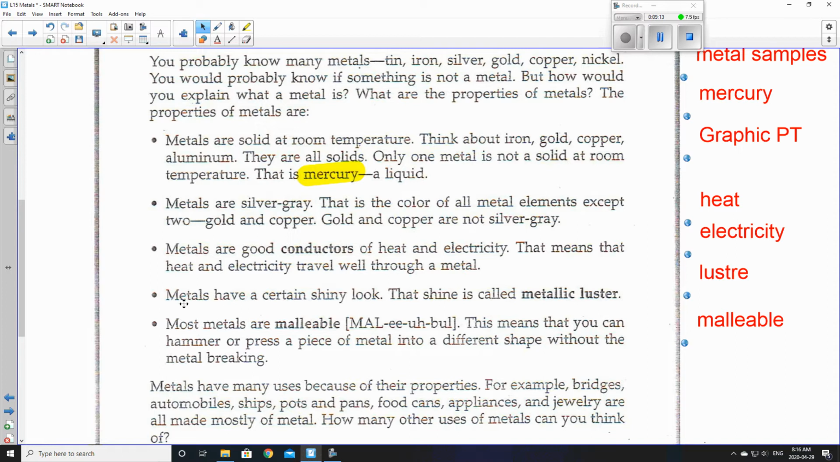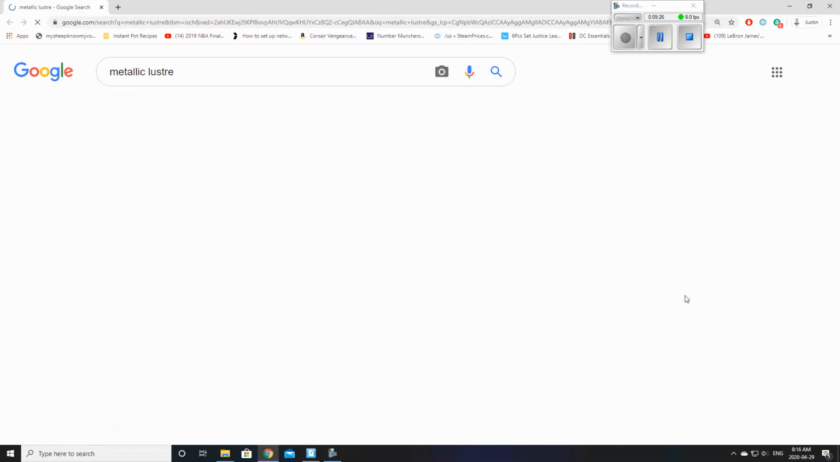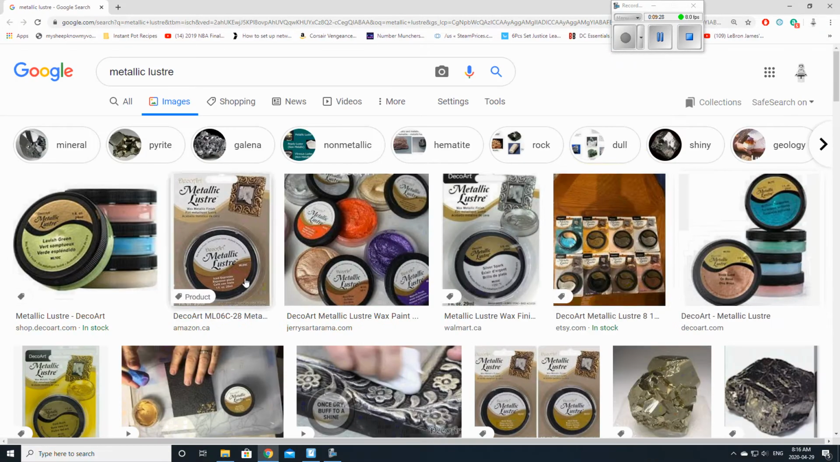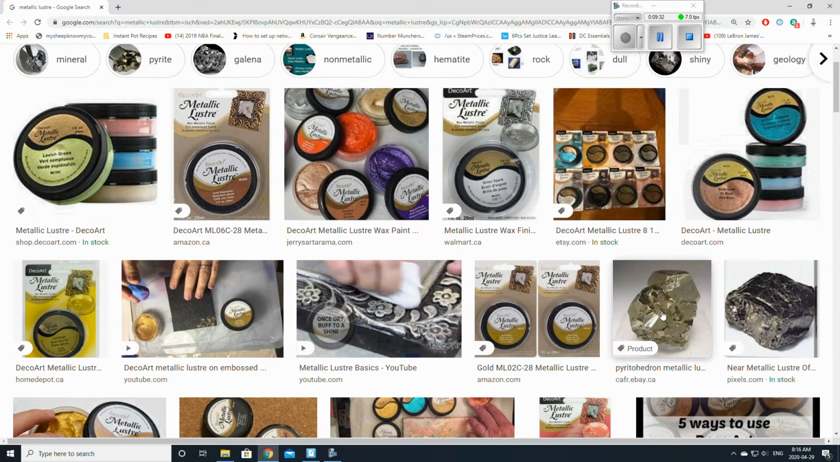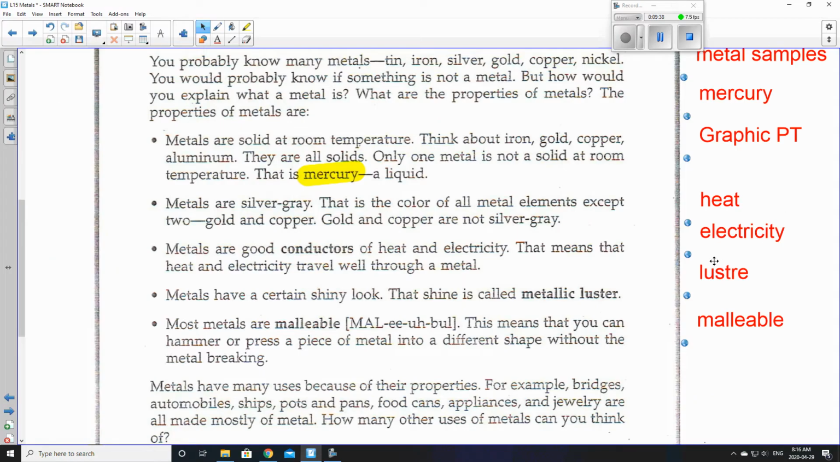Next up, metals have a shiny look, and that shine is called metallic luster. Everyone say luster. Luster just means that something is shiny. It is the opposite of dull. These are all pictures of things that are kind of shiny. Or if you think of jewelry, for example, jewelry is very shiny, silver or gold jewelry. That's called luster.